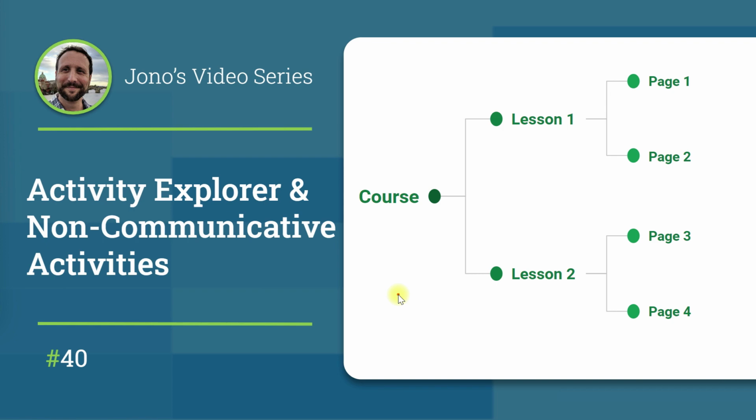So here's what this video is about. What happens when you get data about pages, John O viewed the page, and you get data about the course, John O completed the course, but you don't get data directly about the lesson.